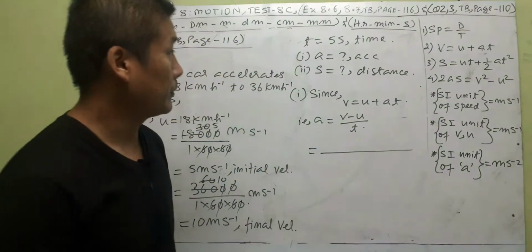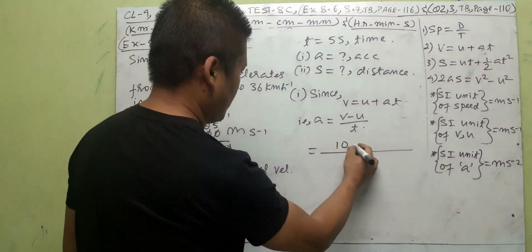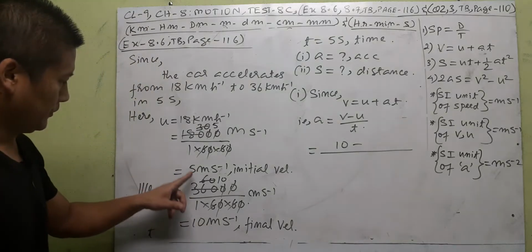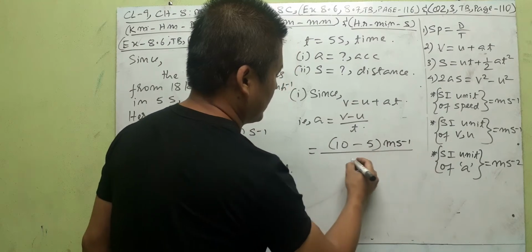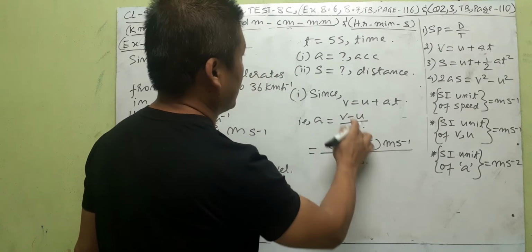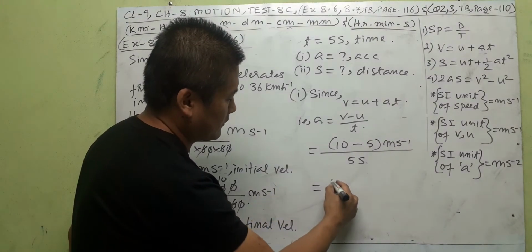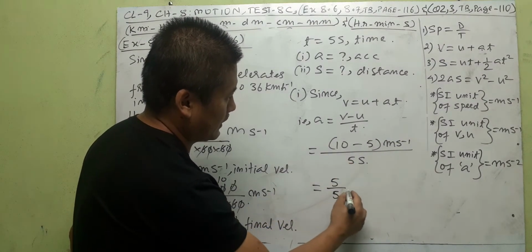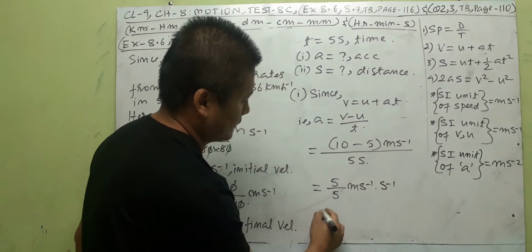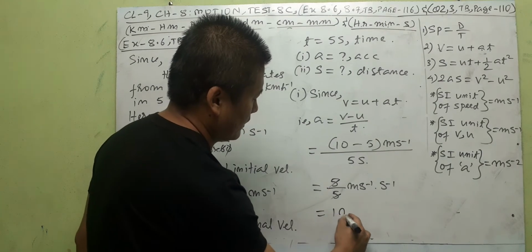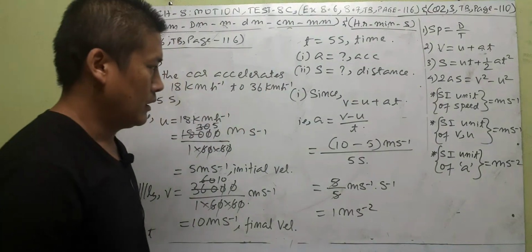V here is 10, minus u is here 5, and the common SI unit is meter per second, and time is 5 seconds, as you can see here. So this one will be equal to 10 minus 5 by 5 meter per second, and this can be shifted up, second to the power minus 1. So this is merely 1 meter per second square. So this is the acceleration.